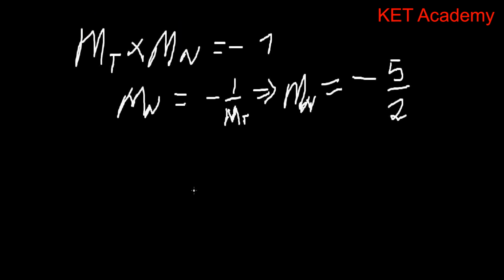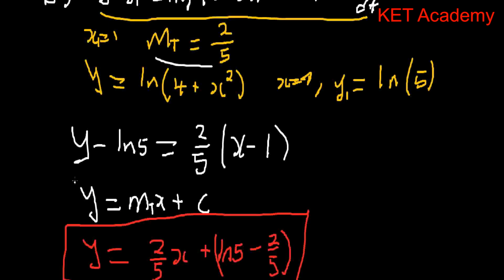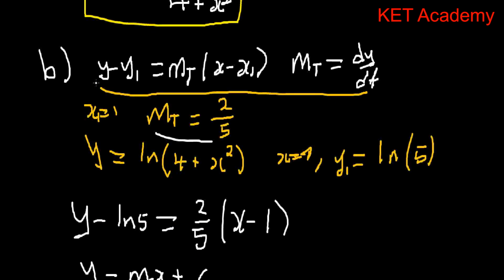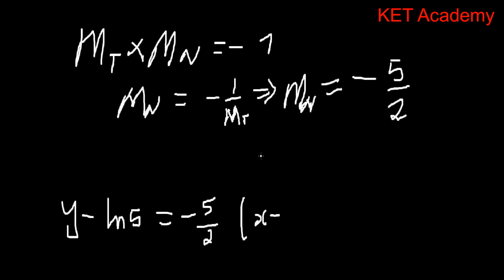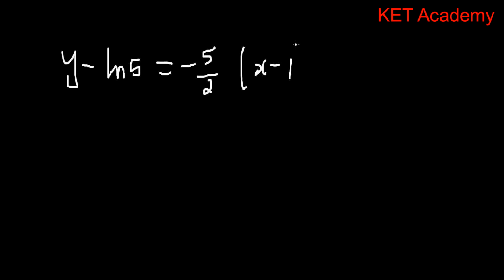So we are going to follow the same steps. We know that, so we are going to apply this same formula that we got here. So we know y minus y1, our y1 was ln 5, equal to m of n, which is the m of the normal, not the m of the tangent, minus 5 all over 2 into x minus x1. Our x1 was 1, so we simplify our value.